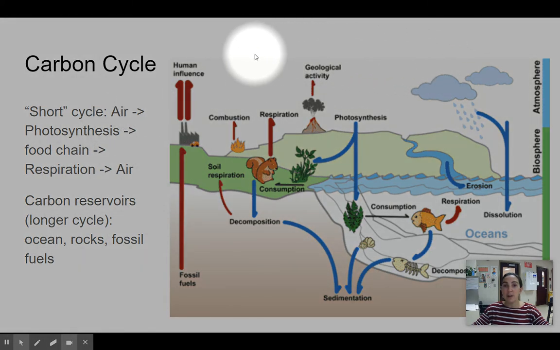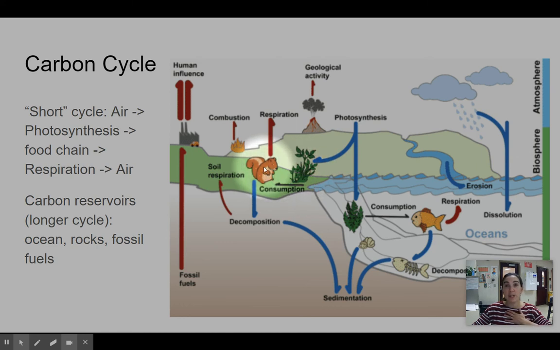There's always carbon in the atmosphere in the form of carbon dioxide. Plants take that carbon dioxide out of the atmosphere and use it for photosynthesis. And once the plants have taken that carbon dioxide and turned it into glucose, C6H12O6, one of those carbohydrates that we've been studying, that carbohydrate then passes up through the food chain.